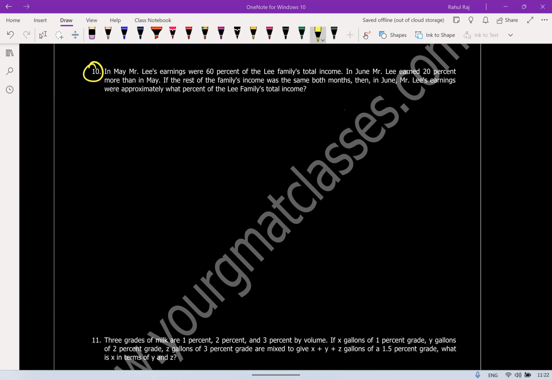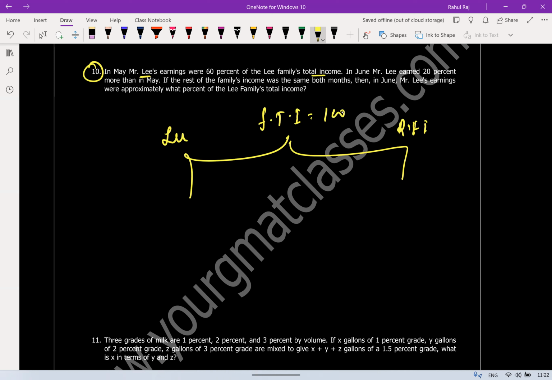Yeah, approximately that. So it says that in May, Lee's earning was 60% of the family's total income. Let's say the family's total income is 100. So Lee's earning was how much? Let's say this is Lee and this is the rest of the family income. So it says in May, Lee's earning was 60% of the family's total income. So 60, this is in May. The rest of the family income is 40. Straightforward logic.